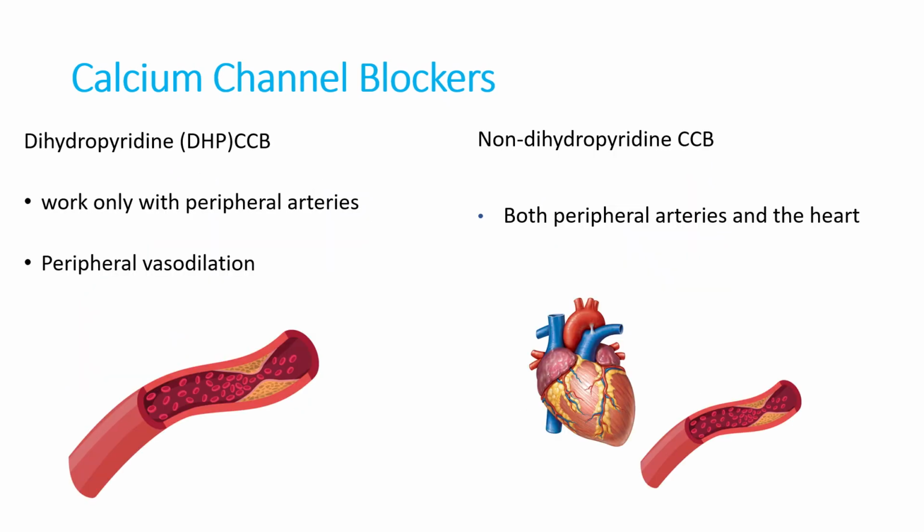Calcium channel blockers can be divided into dihydropyridine and non-dihydropyridine calcium channel blockers. Dihydropyridines work only with the peripheral arteries. Thus, it promotes peripheral vasodilation. On the other hand, non-dihydropyridines work both in peripheral arteries and on the heart.